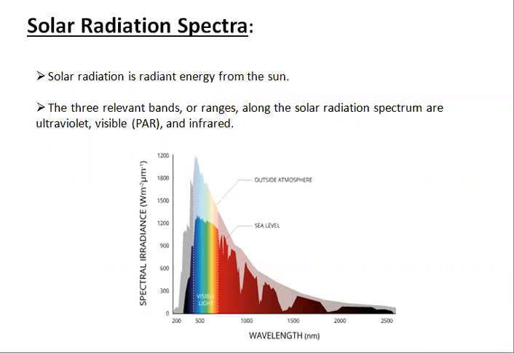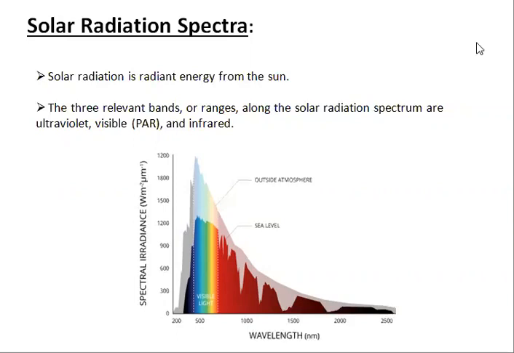There are three relevant bands, or ranges, along the solar radiation spectrum. Those are classified as ultraviolet, visible, and infrared. Of the light that reaches the surface, infrared radiation makes up 49.4%, while visible light provides 42.3%, and ultraviolet radiation makes up just over 8% of the total solar radiation. Each of these bands has a different impact on the environment.